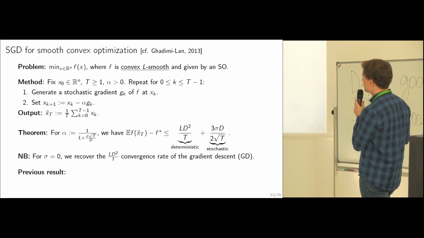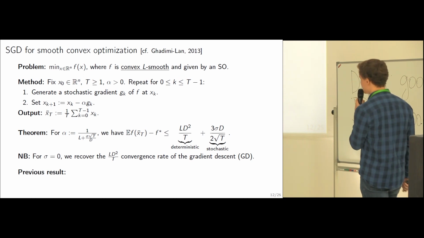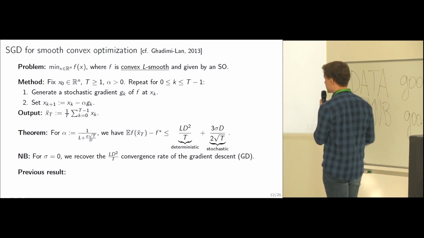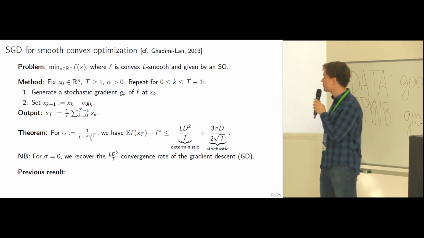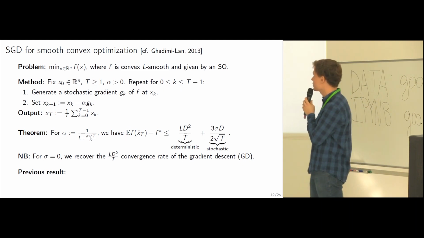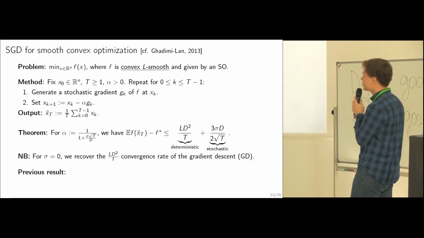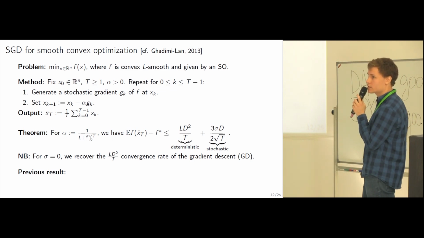But this result is slightly different, because we have this constant sigma. For example, if sigma equals 0, it means that we use exact gradients for minimizing our function instead of stochastic gradients. And actually, our method becomes the standard gradient descent method.